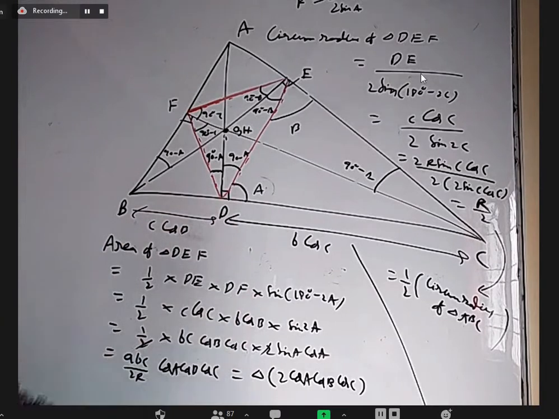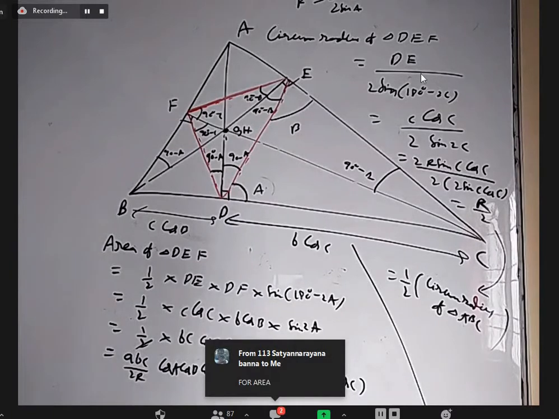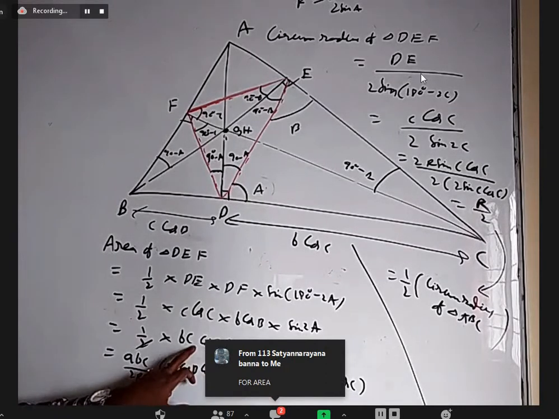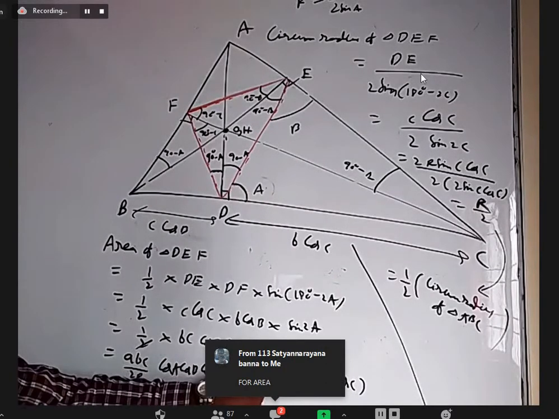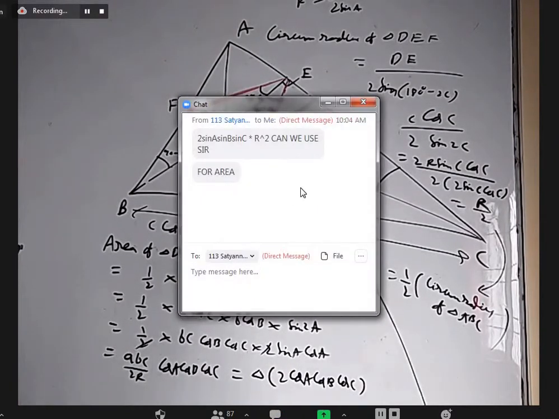So far, anybody any doubt in this pedal triangle thing or all these properties? Sir, the last step, still. From second last to last? From here to here? I wrote sin A as a by 2R. Sin A, I wrote a by 2R. And abc by 4R is delta, so that's why I write 2 delta, that 2 went inside. Understood.